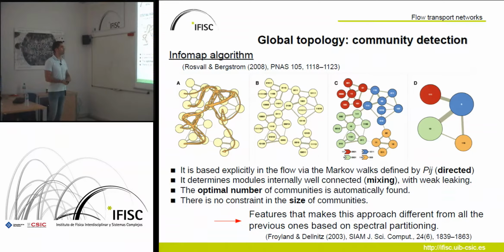Well, InfoMap is a community detection algorithm. So you have to give to InfoMap the network, the list of all the weights.